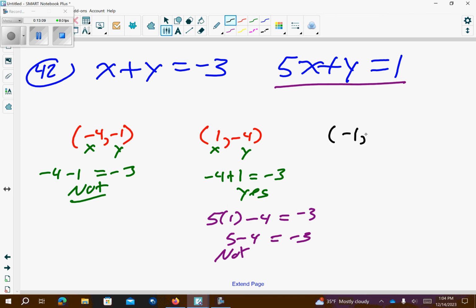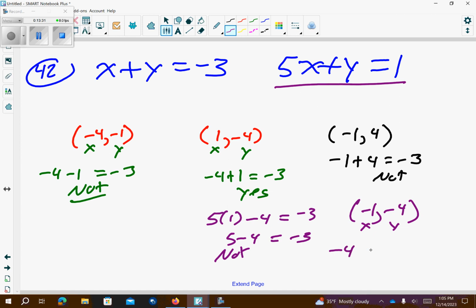We're just trying to figure out which one's going to work. So I'm going to try -1 and 4. Let's plug those in here. I'm going to get -1 plus 4. Is that equal to -3? That's not. I'm looking for the point that works on both, so it obviously has to be the last answer. Let's just verify the last answer does indeed work. That's an x, that's a y. Let's plug them in. So I'm going to get -4 minus 1. Oops.